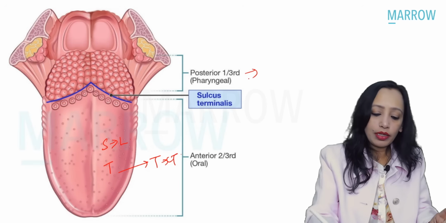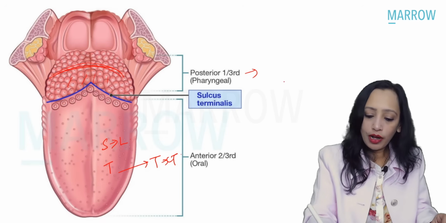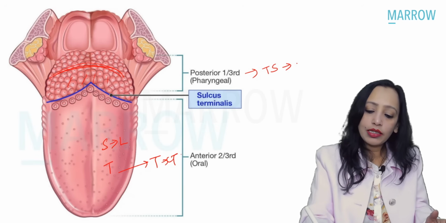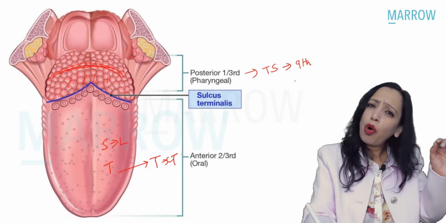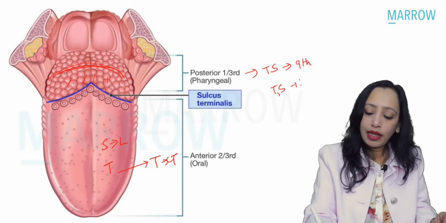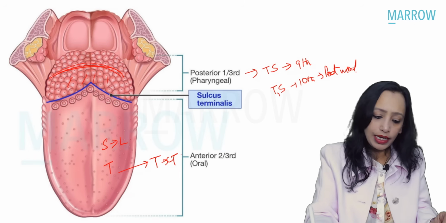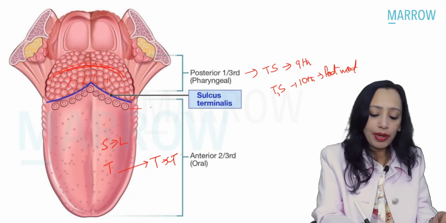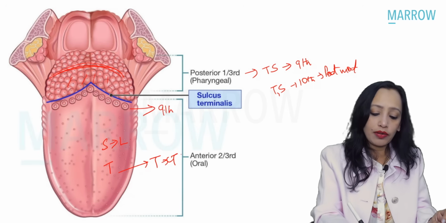In the posterior 1/3, most of the part, the base of tongue, the taste as well as sensation, most of the part anteriorly, the anterior part of the base of tongue is what I'm talking about, is by the 9th nerve, and the posterior most part of the base of tongue, taste as well as sensation, is by the 10th nerve. Yes, and here just anterior to the sulcus terminalis we have papillae known as circumvallate papillae, and again the nerve supply of this has also been a question of your exams. Here it is the 9th nerve, the glossopharyngeal.